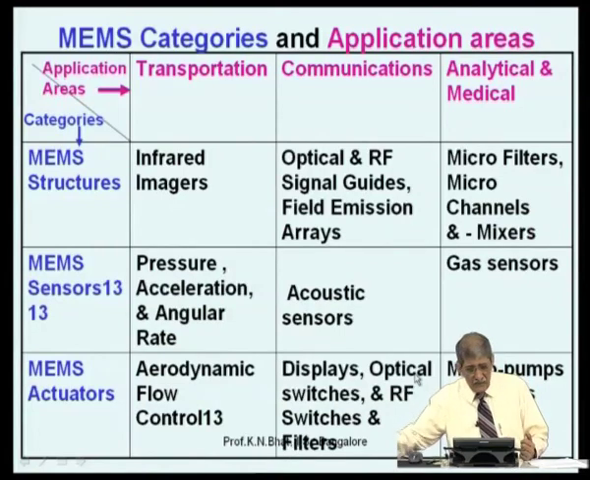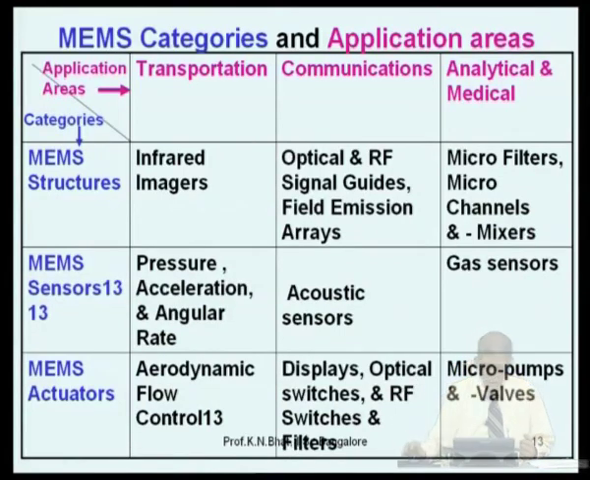Now, I will just see, this is a summary of what we have said: MEMS categories, structures, sensors, actuators, use, application, transportation, infrared images, pressure, acceleration, angular rate, all these are used, and then aerodynamics, flow control, those are all transportation applications. Communications. You can see these microsystems or MEMS are useful everywhere.